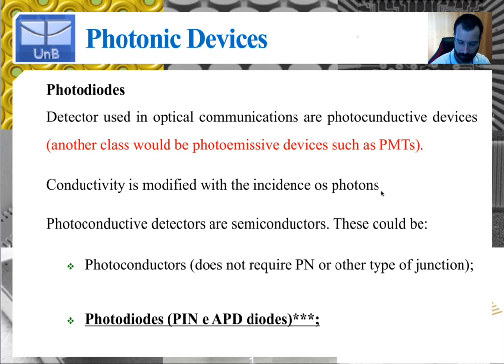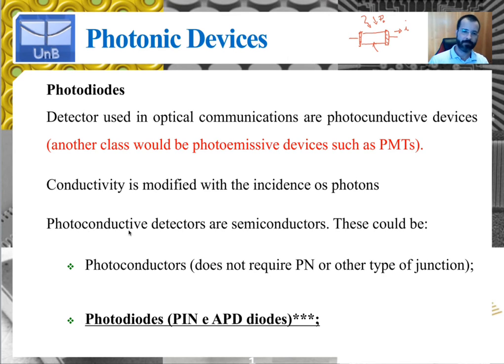So usually you have some sort of device with electrical contacts, and it's usually made of a semiconductor. These would be the metallic contacts, and with the incidence of light, with the incidence of photons, the conductivity of the material or device is changed, so that the optical power can be translated into a current, which we can measure. Therefore we can relate this current with the incident optical power, and measure the incident optical power through the current.